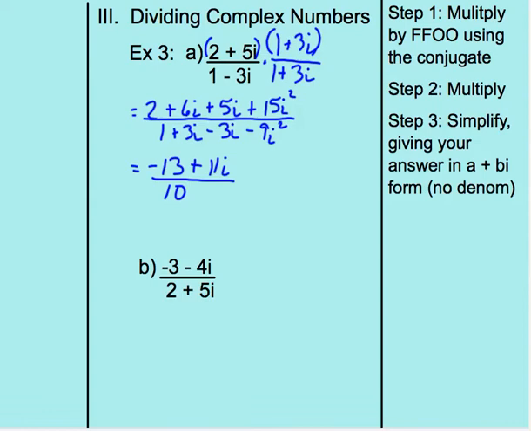And then the last step is to turn it into the form a plus bi, so that there's no denominator. That's what I mean in step 3. So we use what I call in Algebra 1 the butterfly method, and we divide both terms in the numerator by the denominator. It would look like a prettier butterfly if I had centered my 10. So we get negative 13 tenths, which can't be simplified, and 11 tenths i, which also can't be simplified.